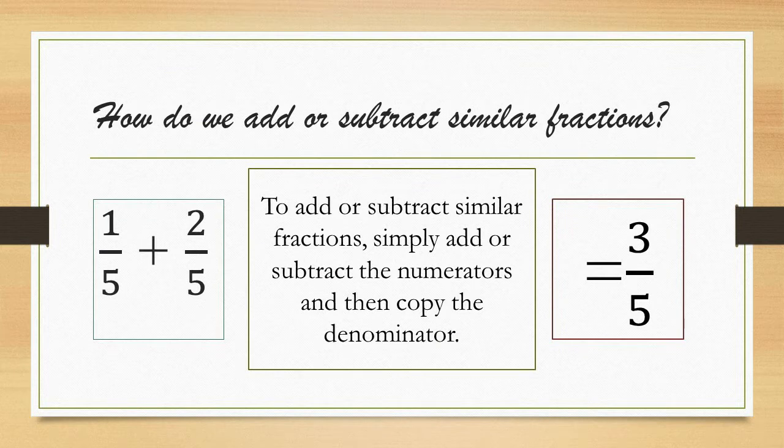What is the sum of 1/5 and 2/5? If you notice, these two fractions have the same denominators. Therefore, these two are similar fractions. To add or subtract similar fractions, simply add or subtract the numerators and then copy the denominators. 1/5 plus 2/5 is equal to 3/5.